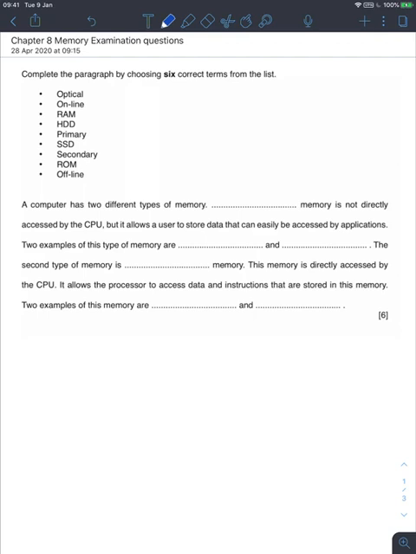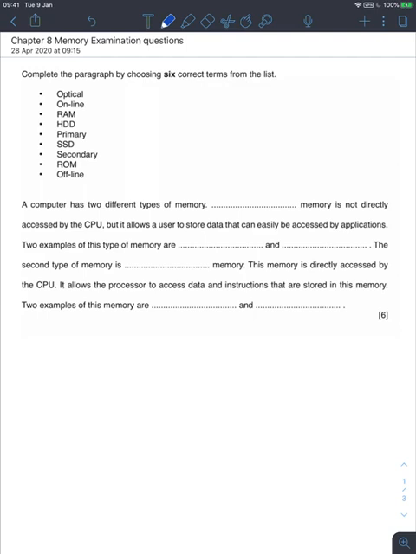This exam walkthrough will look at Chapter 8, which is about memory. This is obviously the storing of information, different types from video, sound, text and other types of information which are obviously encoded using the base 2 binary system. This question here, complete the paragraph by choosing 6 correct terms from the list.